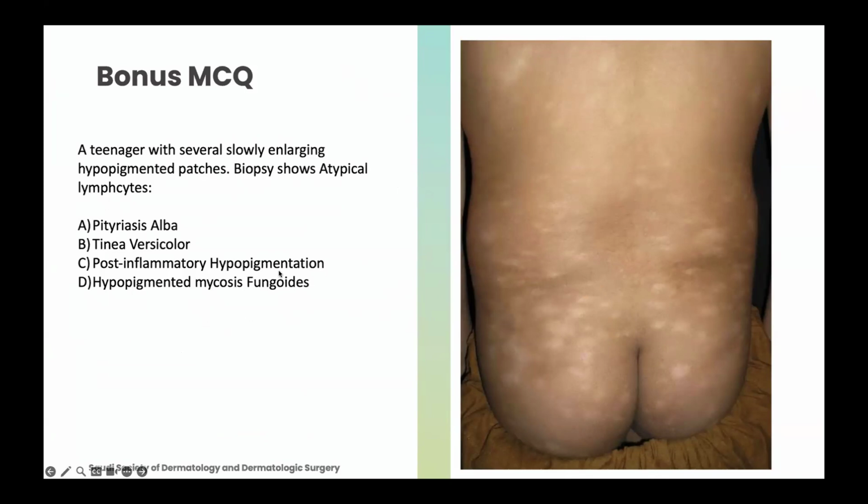Mycosis fungoides, for those who don't know about this condition, is basically not a fungus. It's a cutaneous T cell lymphoma, where T cells can affect the skin. In this case, it's hypopigmented, but most of the time it's hyperpigmented. We see the hypopigmented mycosis fungoides usually in younger age groups.